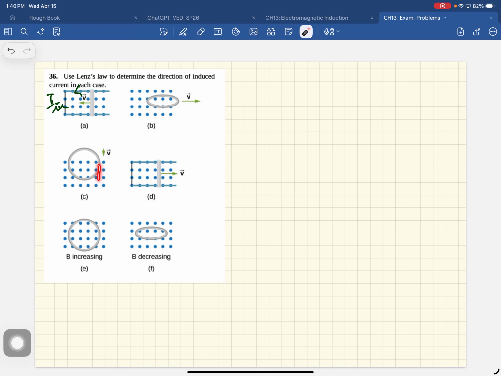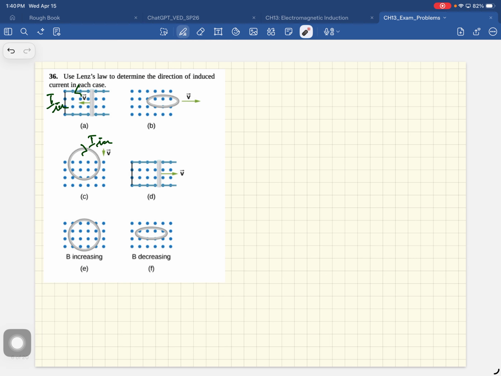N is 1,000 turns, B is 6 times 10 to the minus 5 Tesla. Area is 25 into 10 to the minus 4 meter square, and delta T is 10 to the minus 2 seconds. So this kills that. So it's 6 times 25, which is 150 times 10 to the minus 4, giving 15 millivolts. So the magnitude of the induced EMF is 15 millivolts.